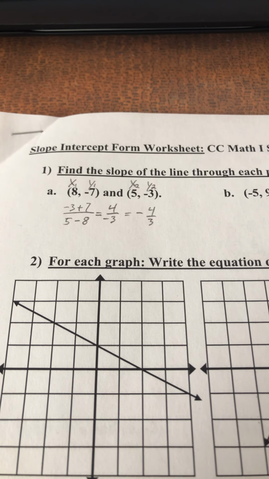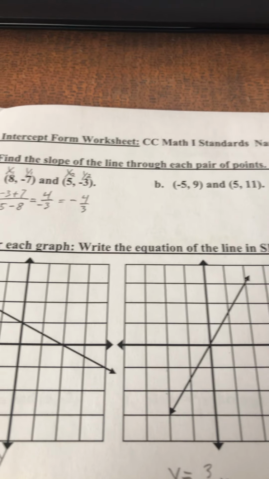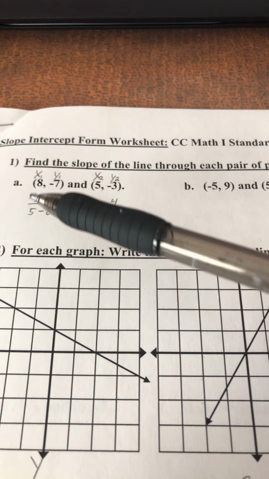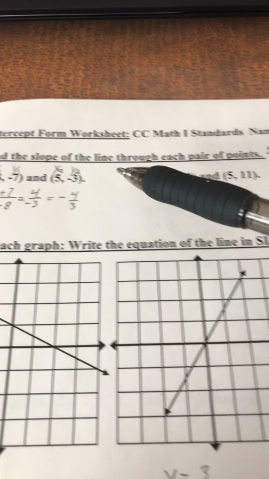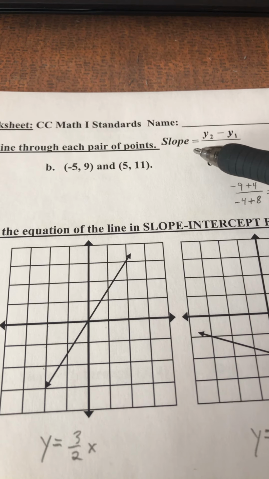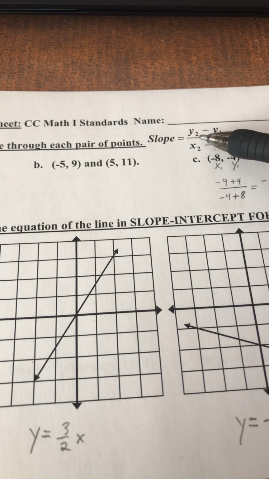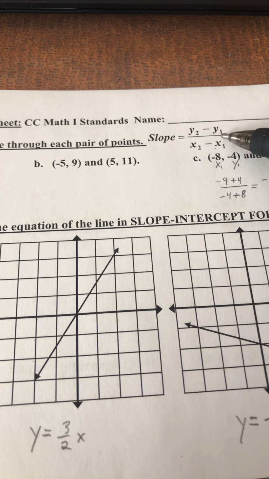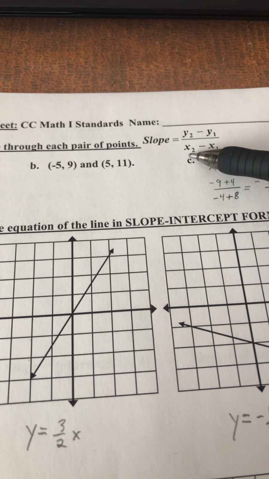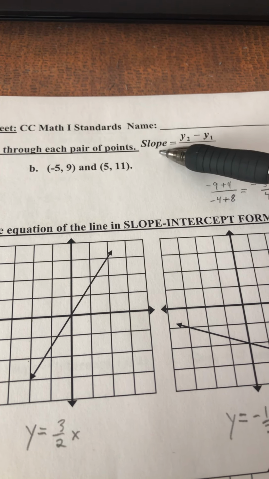I'll have a couple of the other worksheets in the next couple days, but I wanted to work on this one first. And it says first, find the slope of the line through each pair of points. So you're given this formula where you take your second y value minus your first y value and divide that by your second x value minus your first x value. And that will give you your slope.